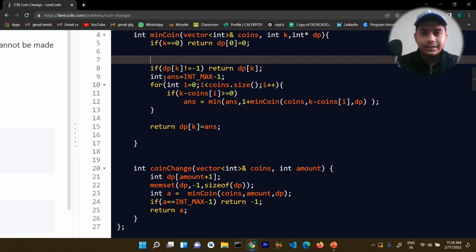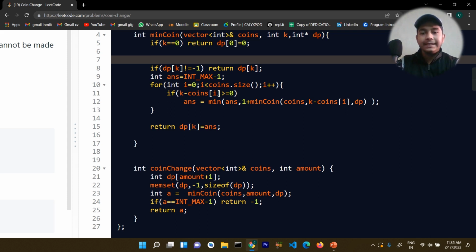Now you have to initialize answer with int max - 1. As I said, on each level I will be calculating the minimum out of all the things, right? In order to calculate the minimum, we always initialize the variable with maximum - 1, because we will be adding +1 at each state so that it does not overflow the condition, right?